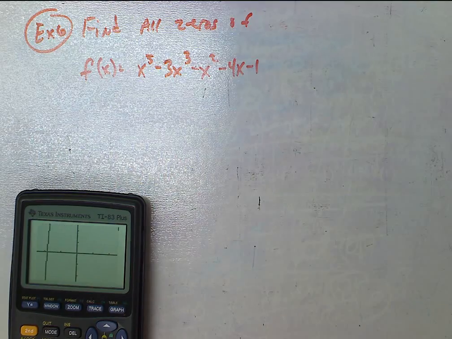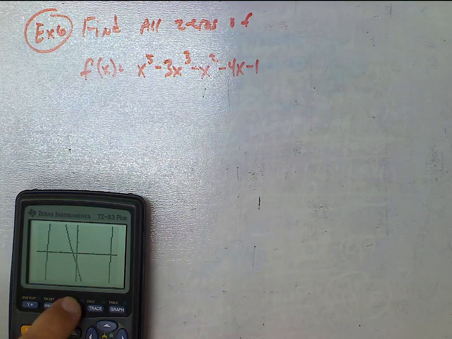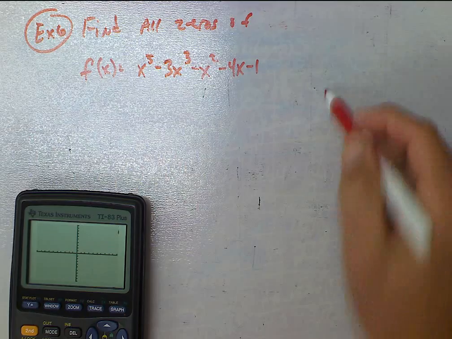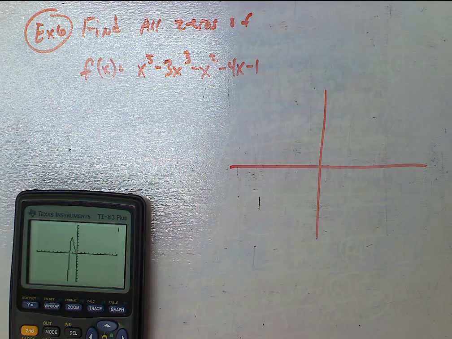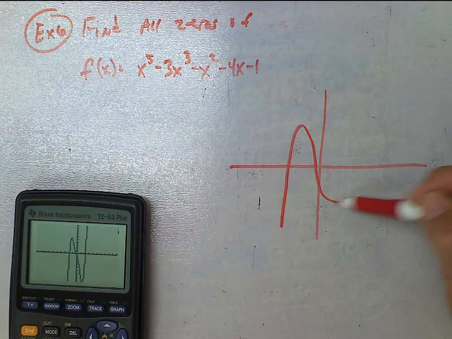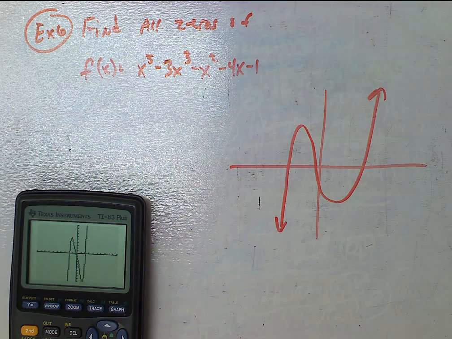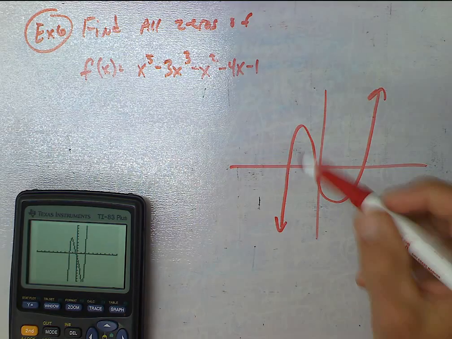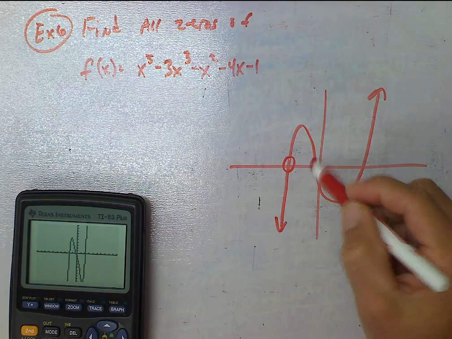Okay, so I'm going to graph this thing. And it looks like the graph is way off the charts here a little bit. So I'm going to go ahead and hit zoom 6 to kind of bring that in to the screen. And it looks something like this. That's what I see. The zeros are 1, 2, 3 spots.